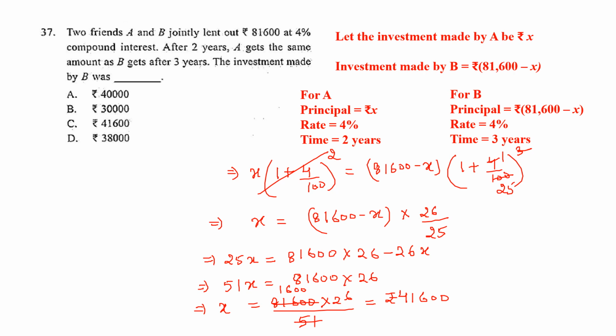So the investment made by B, as I wrote in the beginning, is 81,600 minus X. So if you subtract 81,600 minus 41,600, you are going to get the answer as 40,000 rupees. And if you see your options, A is the correct option.